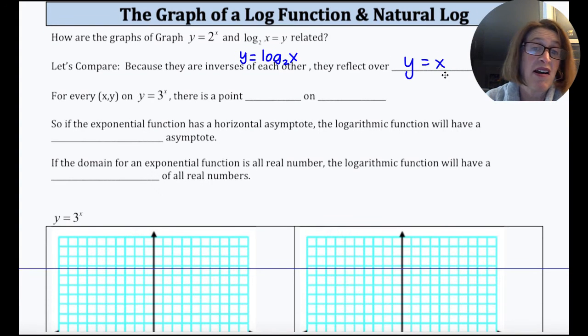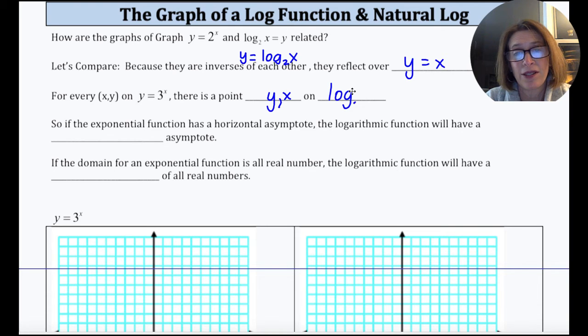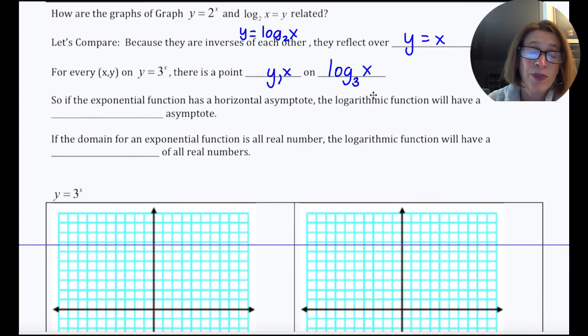For every (x, y) on y equals 3 to the x, there's a point (y, x) on log base 3 of x, okay? So basically what you're realizing is that you're flipping the x's and the y's. All right, but we got to think about this a little bit. So if the exponential function has a horizontal asymptote like this, and we flip the x's and the y's, that means that the logarithm is going to have a vertical asymptote.